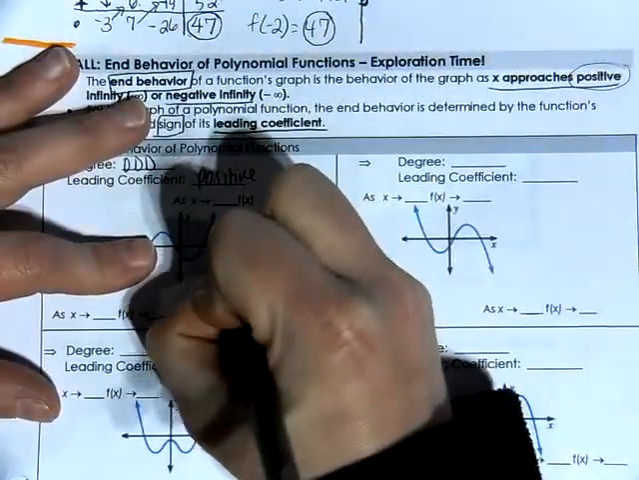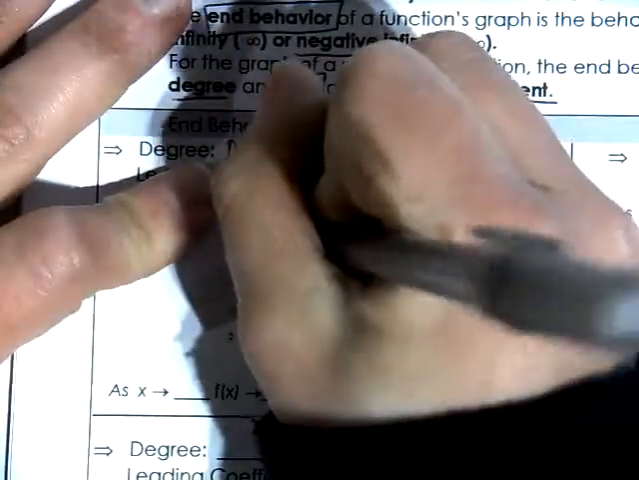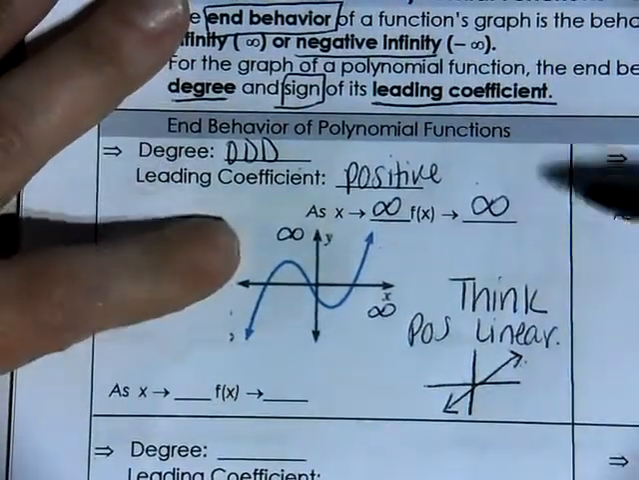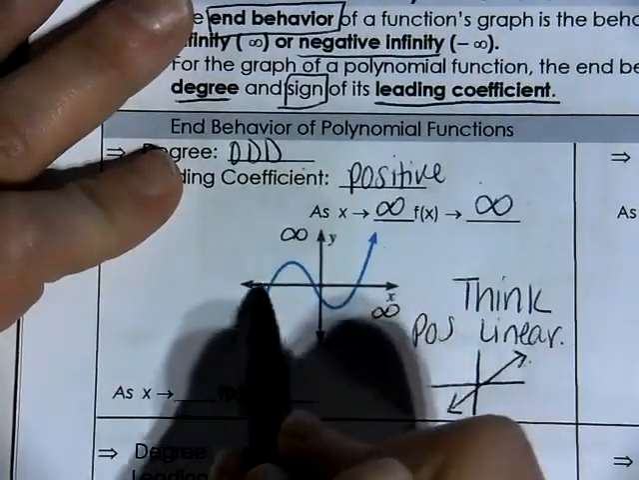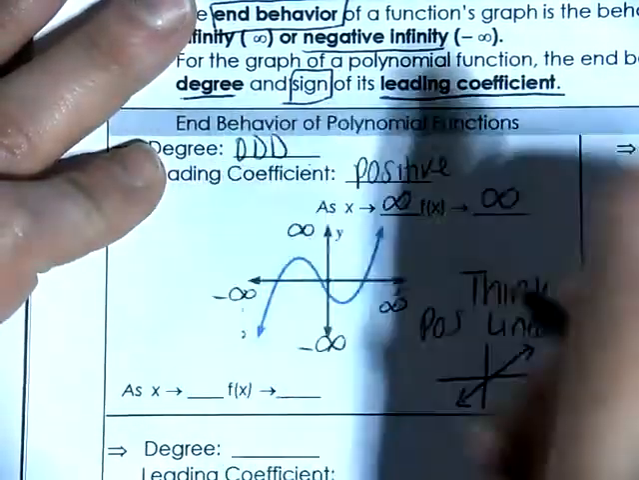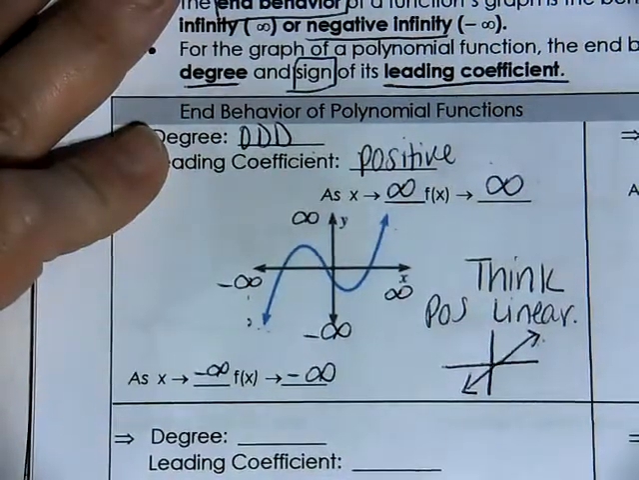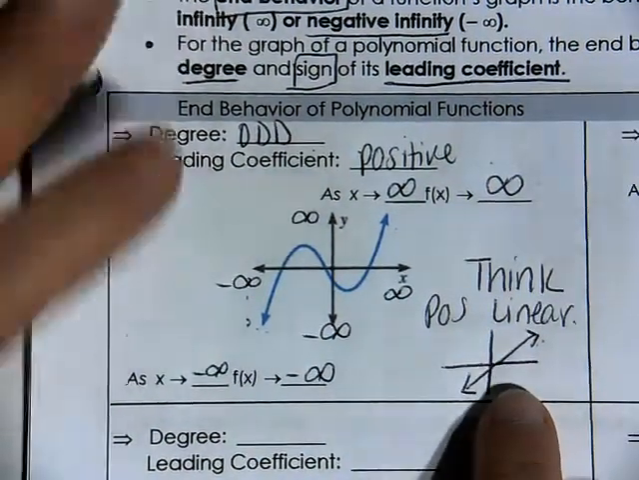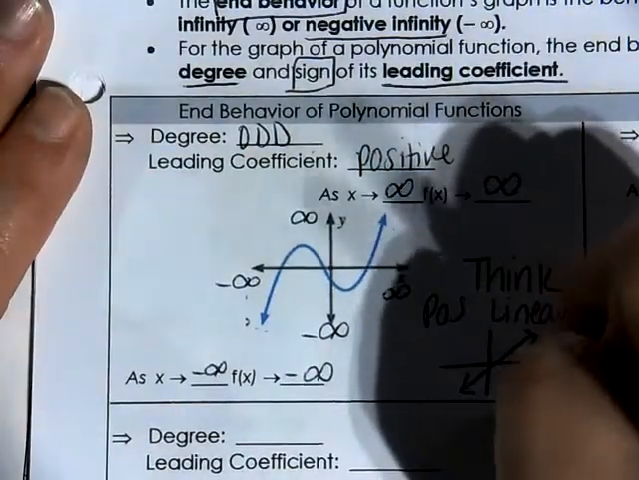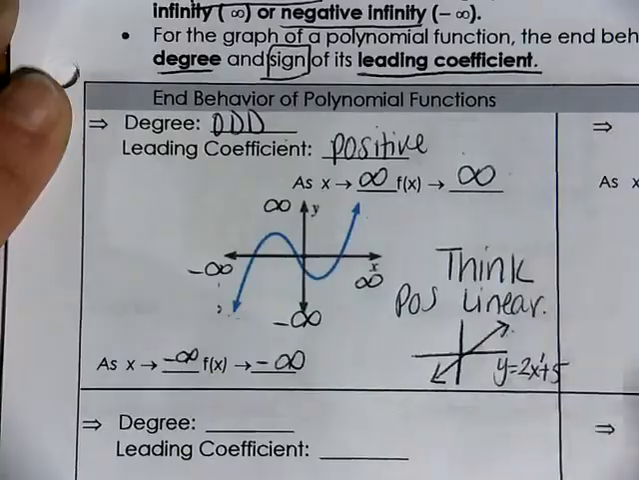And as x approaches positive infinity, that's looking to the right of the graph, you're going to notice that we have an arrow pointing up. And so as x approaches positive infinity, our function is approaching positive infinity. And as x approaches negative infinity, our function has an arrow pointing down, and it's approaching negative infinity. So as x approaches negative infinity, f of x approaches negative infinity. And it has the same end behavior, once again, as a positive linear function. If we look at y equals 2x plus 5, we have a degree of 1, which is odd, and a positive leading coefficient.